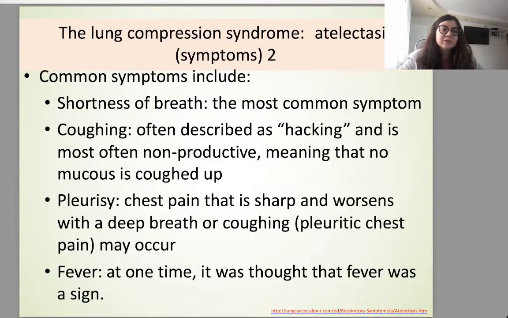Common symptoms include shortness of breath. It is the most common symptom. Coughing, often described as hacking, and is most often non-productive, meaning that no mucus is coughed up. Pleurisy, chest pain that is sharp and worsens with a deep breath or coughing. We name it pleuritic chest pain. And in inflammatory disorders, a frequent symptom is fever.